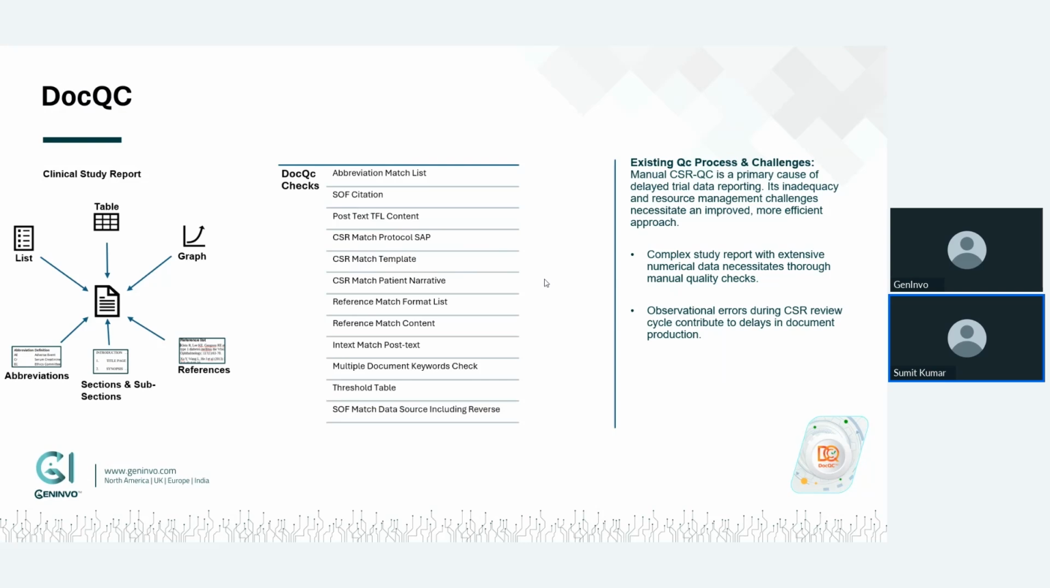So all in all, the DocQC will help you to save your time and reduce the observational or manual error. If the manual process is taking 20 days or 30 days, by using the DocQC you can do it in 2 hours. It won't take too much time, and it will help.